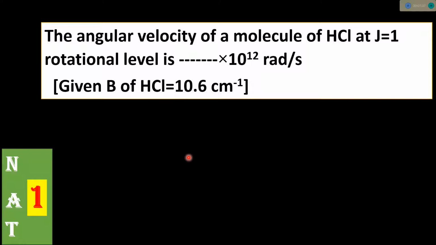So this question is from rotational spectroscopy or microwave spectroscopy. An HCl molecule is given. We have to find the angular velocity at J equal to 1 rotational level. J is the quantum number. For rotational energies J can be 0, 1, 2, 3, and so on. J equal to 0 is the ground state, and J equal to 1 is the first excited state level. For the first excited state we have to find the angular velocity of HCl. Given B, the rotational constant of HCl, is 10.6.